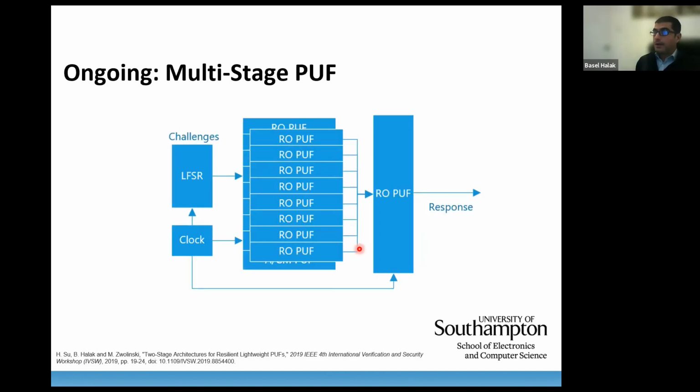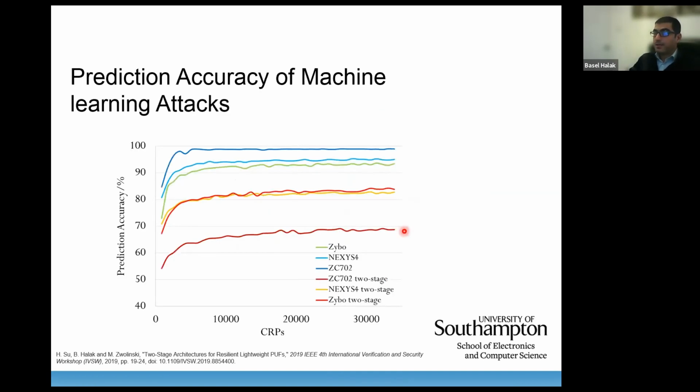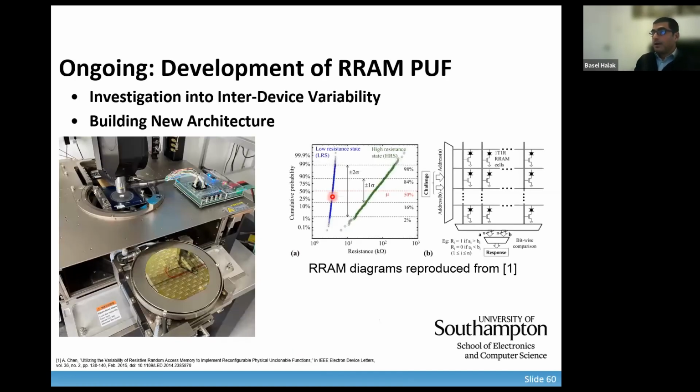There's also ongoing work looking at using multi-stage PUFs, so combining different PUFs, in this case RO, and this has generated some promising results, effectively reducing the predictability of the model to around 60%. We haven't tried it with other machine learning algorithms, deep learning, for example. Again, we are also looking at RAM PUF, and this is actually one of the PhD students' work. So they're looking at trying to develop a new architecture for RAM PUF, which is stable, because this is one of the most promising architectures for reliable PUF.